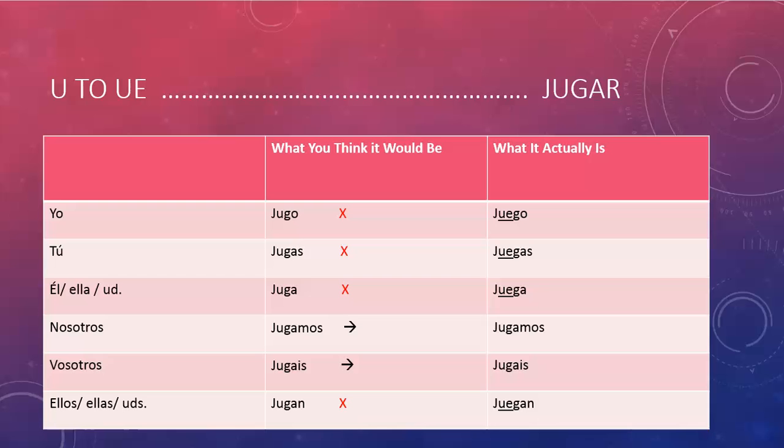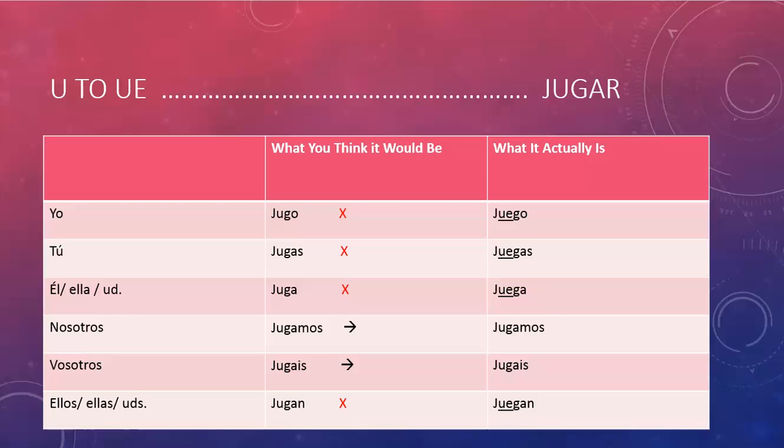Okay, so there is pretty much only one U to UE stem-changing verb in Spanish, and that is jugar. Jugar means to play, which is very important for our chapter, so we'll start there. We'll just go down the conjugations, and first we'll talk about what you would think it would be, and then we'll talk about what it actually is or what its stem changes to. So, if you were conjugating this like a normal verb, you drop the AR off the end, which would leave you with JUG, and then you would just put some endings on there.